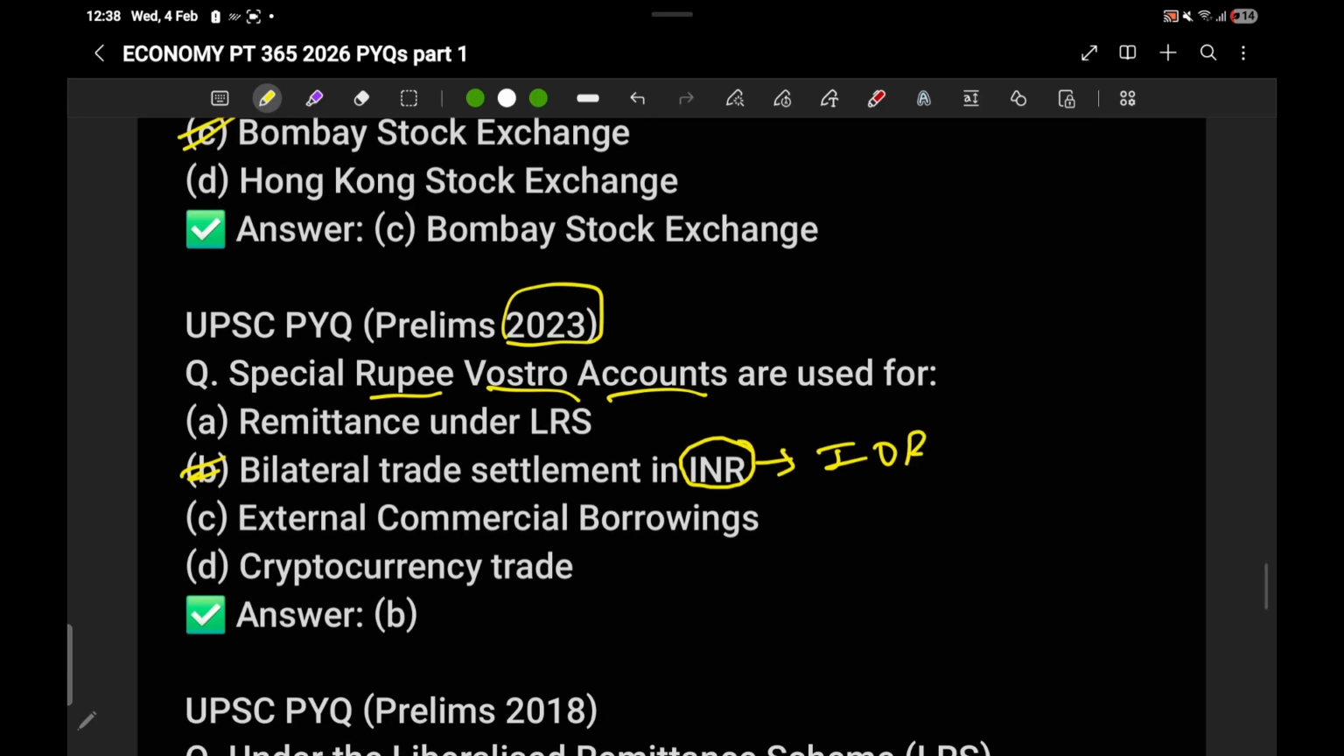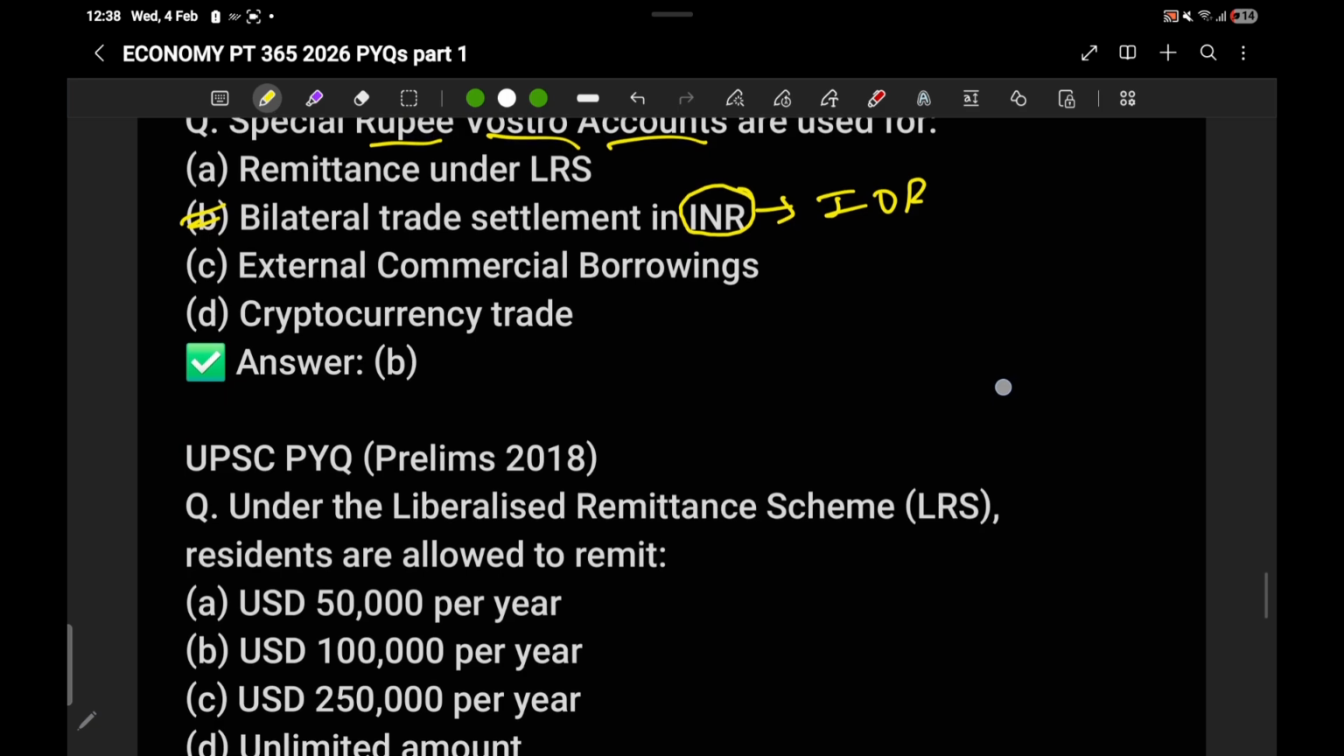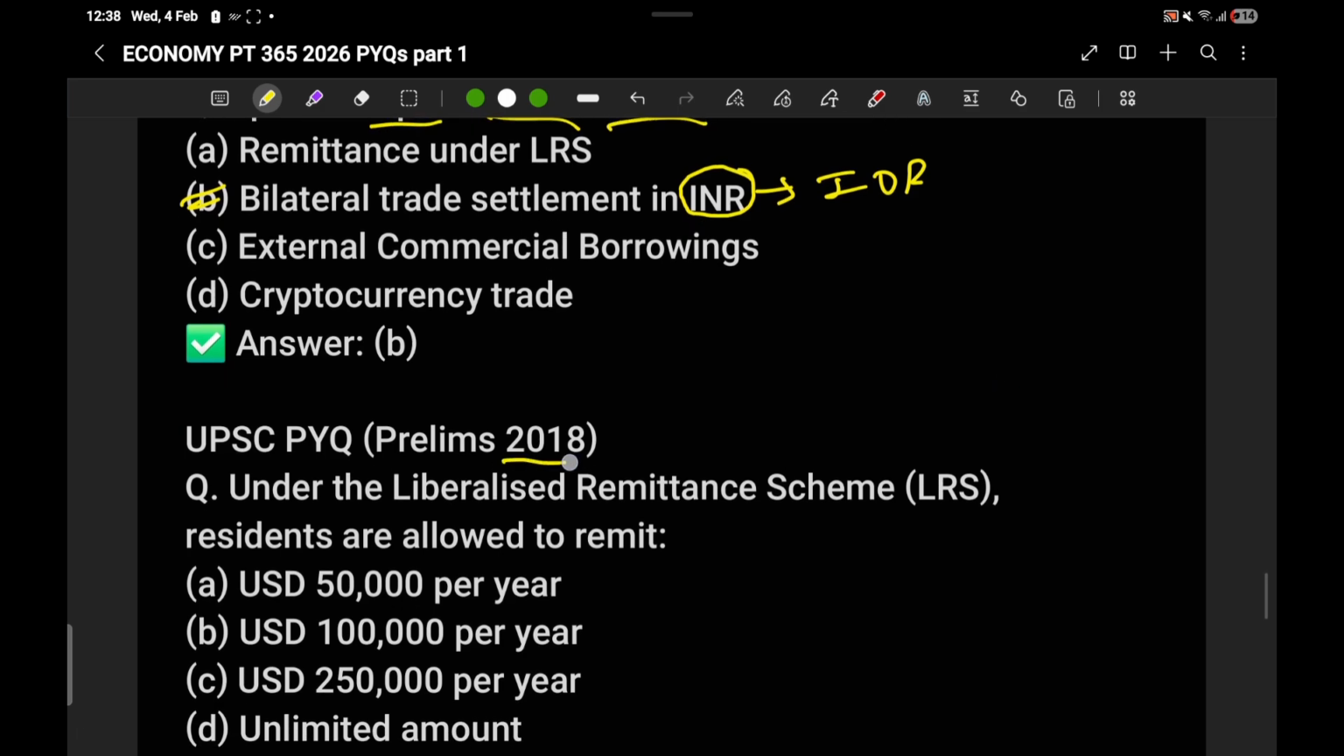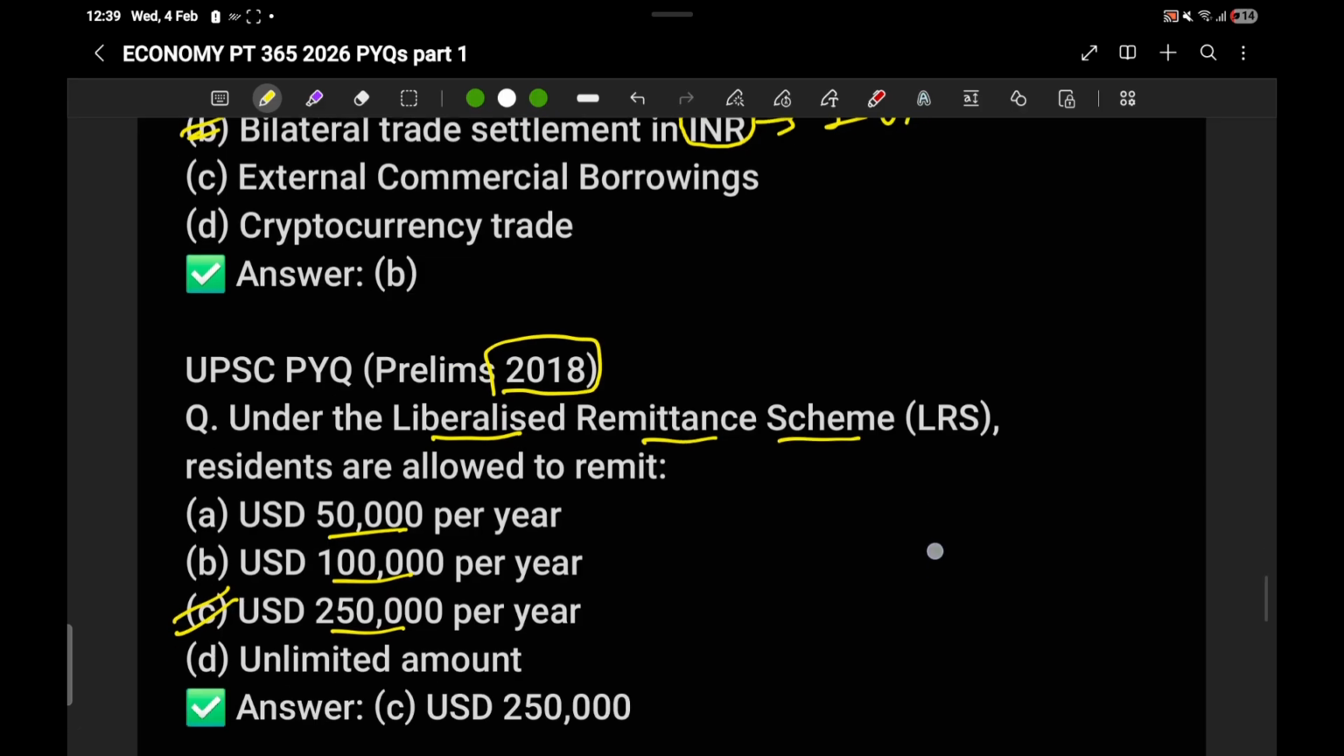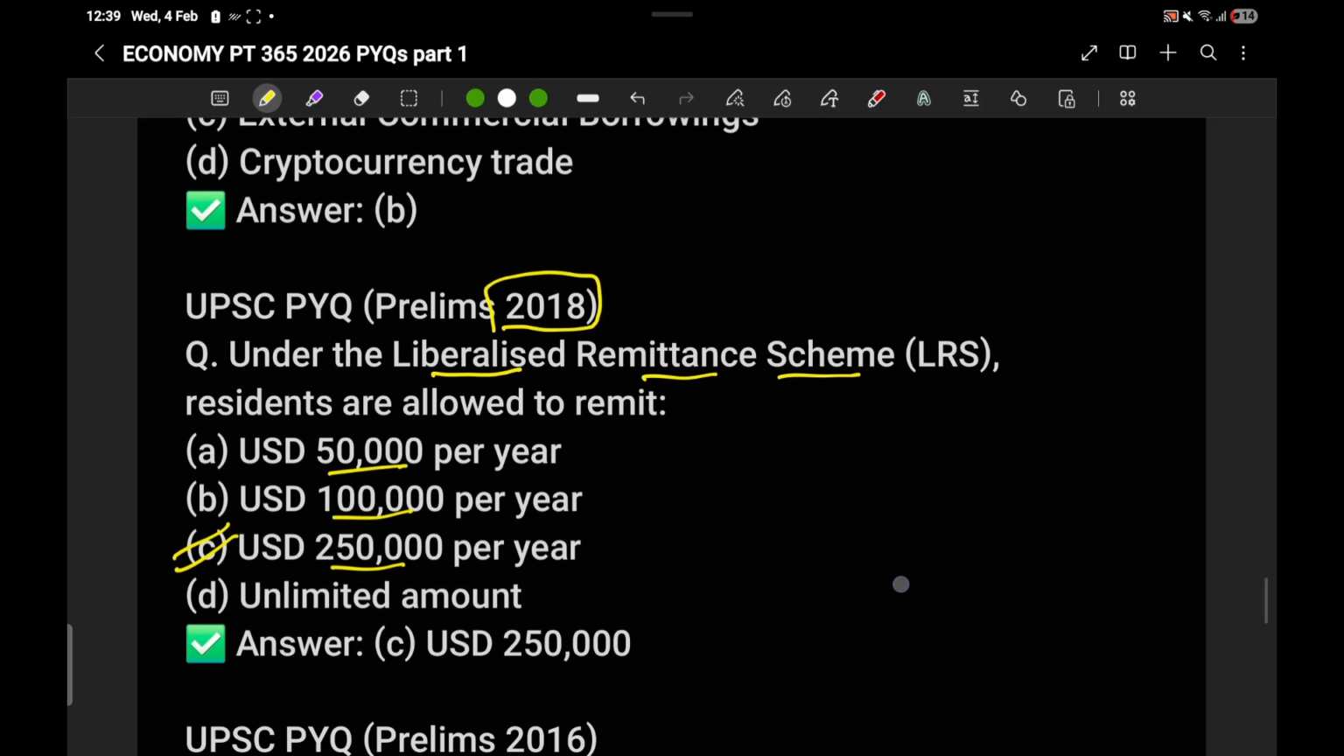Next question. In 2018 they asked about the Liberalized Remittance Scheme. Under this scheme, residents are allowed to remit a maximum limit. The options are 50,000, 1 lakh, 2 lakh 50,000, or unlimited. So the answer is US dollars 2 lakh 50,000 per year. Yesterday we learnt about this scheme. Okay, C is the answer.